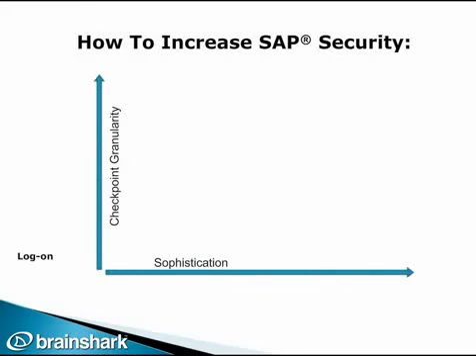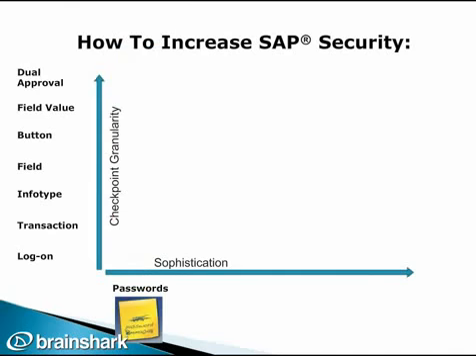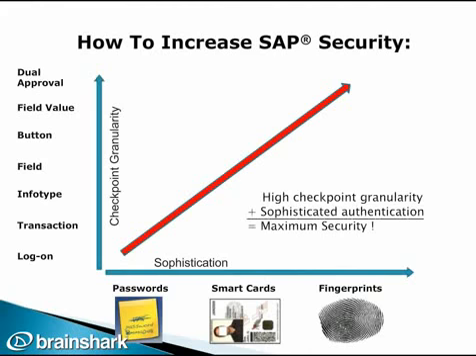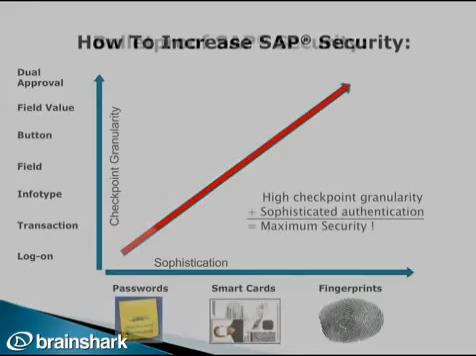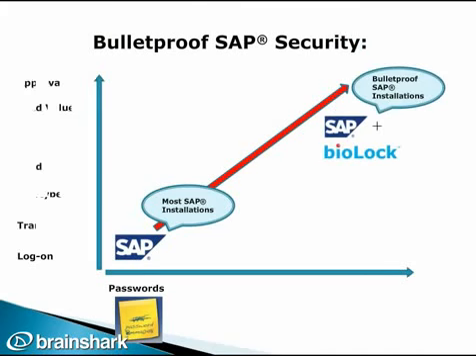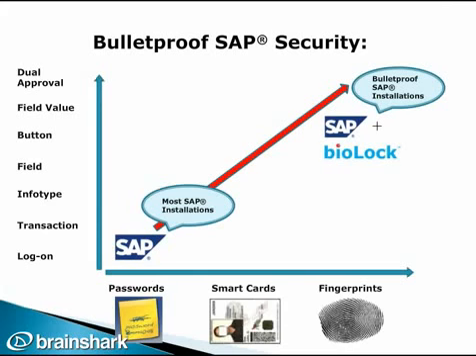This graph shows how granularity can progress beyond a simple logon to transactions, info types, fields, buttons, and so on. On the horizontal axis, we see the progression from passwords to smart cards and fingerprint scans. Combining these two variables, depending on the security risk of a given user, gives you the greatest security, and non-critical users can be exempted from these verifications. A standard SAP installation using only passwords for system logon is shown in the bottom left corner of our graph. To achieve bulletproof security with bioLock software, just add security checkpoints at granular levels, along with more sophisticated ways of authenticating at those checkpoints.